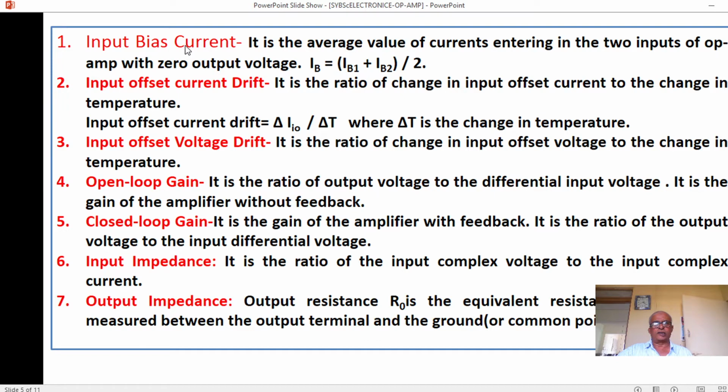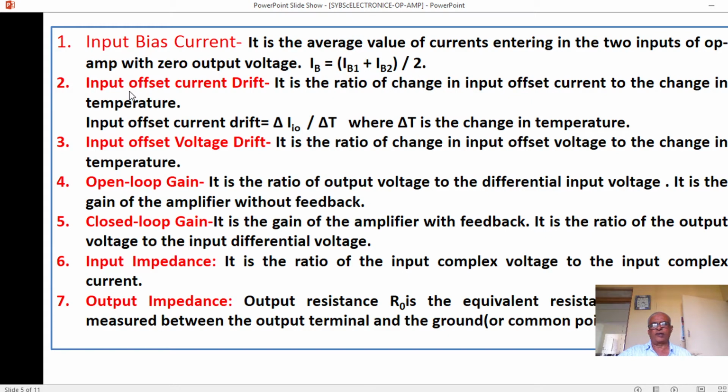The first is input bias current. Input bias current is nothing but the average of the currents flowing through the inputs when the offset is null, that is, when the output is 0. Assume IB1 is the current flowing through the first terminal and IB2 is the current flowing through the second input terminal of the op-amp. Then the input bias current is the average, meaning the sum of these two currents divided by 2.